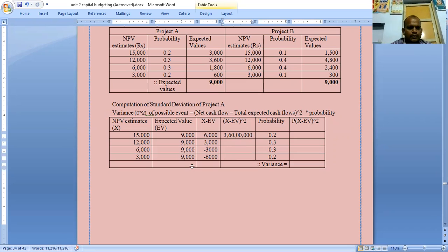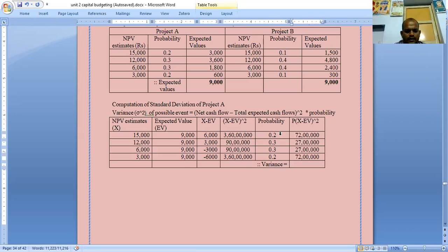So 15,000, 90 lakhs. So here minus into minus becomes plus. We have to multiply with the probability again. So the values will be 72 lakhs, 27 lakhs, 27 lakhs again, and 72 lakhs again. Total variance is 1 crore 98 lakhs.